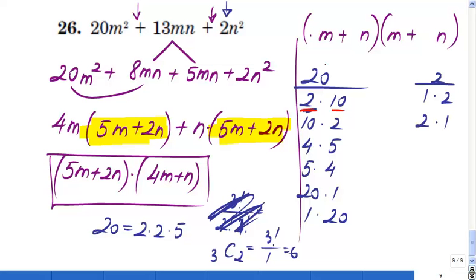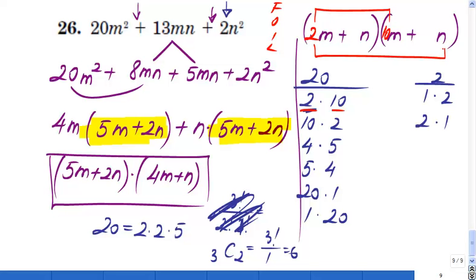So let's try that. Let's try 2 and 10. If I put 2 as the first one, 10 as the first one over there, I'm looking for something that will give me 13 as the sum of the products, because these are the first two terms. If you go with the FOIL, the first two terms are getting multiplied.